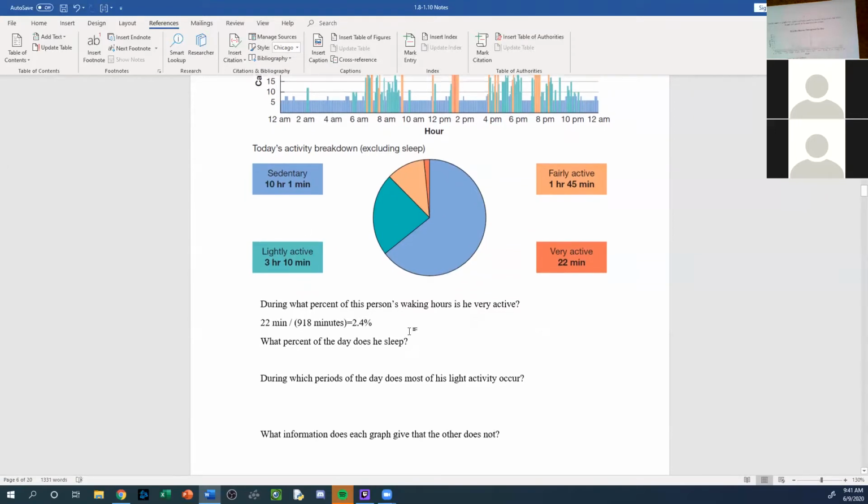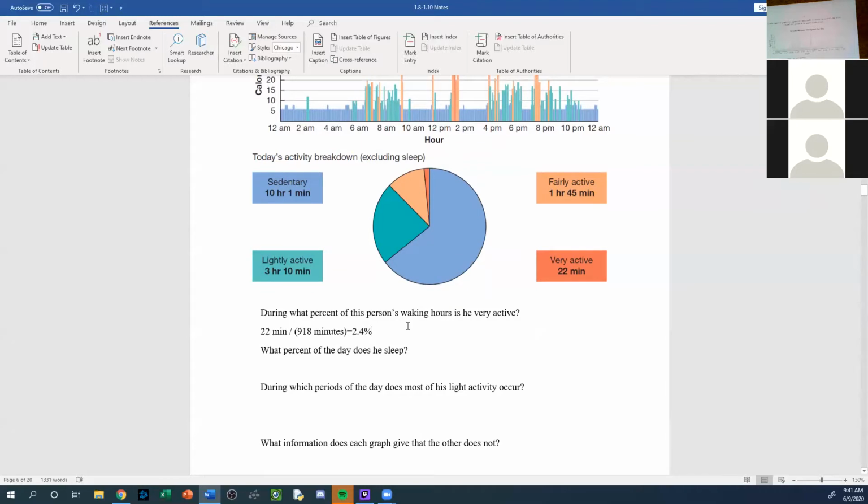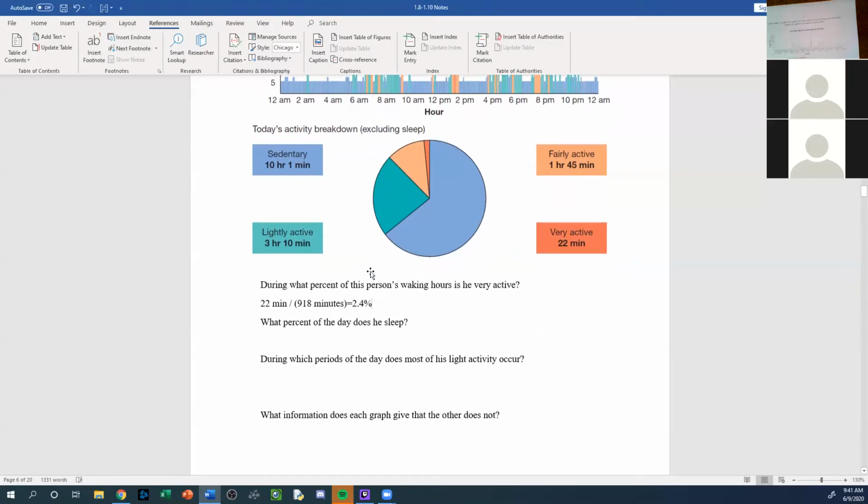Okay. Now, that's not very much, right? 2.4% is pretty small. And that's accurately reflected on the graph, right? Like this is a little sliver compared to the whole thing. So 2.4% makes sense. Okay. So I kind of already spoiled the next question. The next one says, what percent of the day does he sleep?